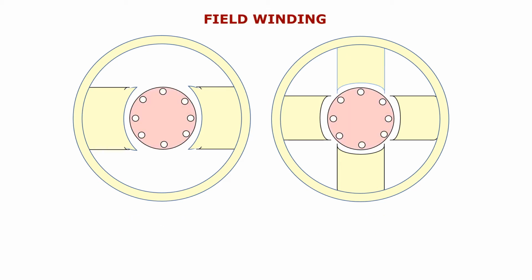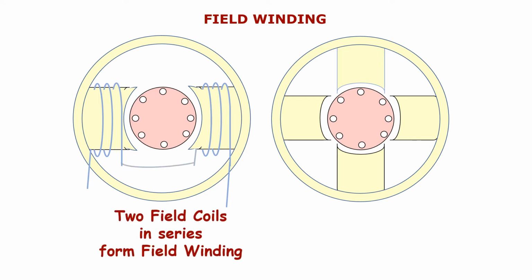We will know about the field winding. In the first figure, you have two field cores. Start winding a coil around the first field core. It is wound from back to front. Around the second field core, wind another field coil. It is also wound from back to front. Connect the two field coils in series. The two field coils in series form the field winding of a two-pole DC machine.